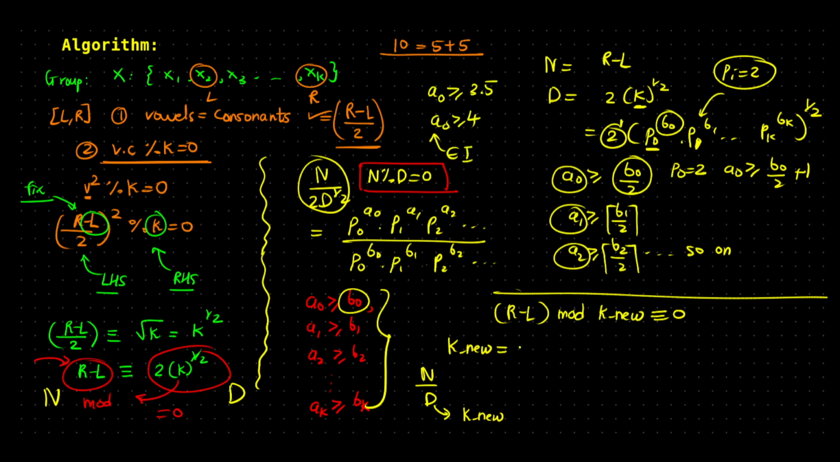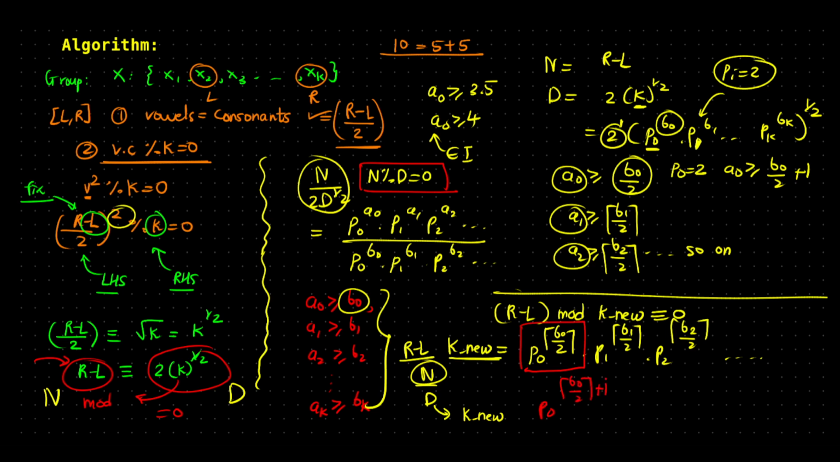Hence we will find out the new k, for which the numerator is r minus l, which is separate from the square value that we saw earlier. The new k would be p0 raised to, not a0, but b0 by 2, the ceiling value, p1 raised to b1 by 2, p2 raised to b2 by 2, and so on, with the only condition that this could also be b0 by 2 plus 1 if there is a 2 in the prime factorization of k, so that this 2 and a 2 in its own prime factorization is also considered. So this would be considered if there is no 2 in the prime factorization, or the first one would be considered, else the second one would be considered.